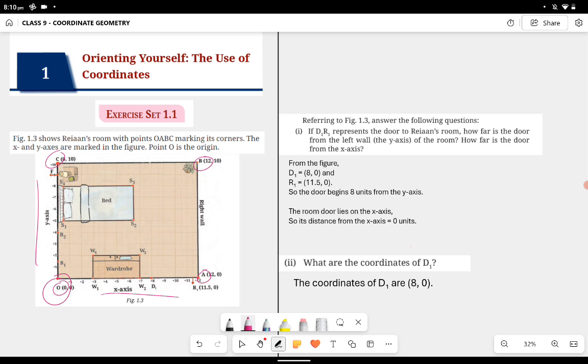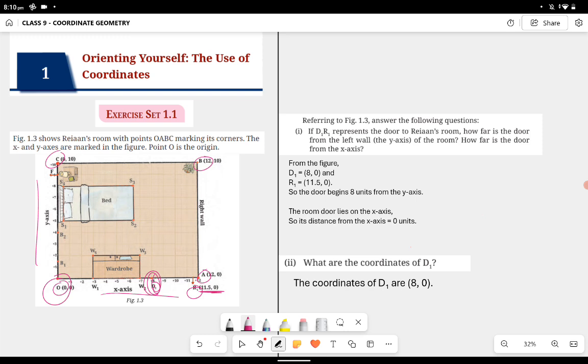If D1R1 represents the door to Rayhan's room, how far is the door from the left wall, the y-axis of the room, and how far is the door from the x-axis? From the figure, we can find that the coordinates of D1 and R1 are as follows. D1 is (8, 0) while R1 is (11.5, 0). So the door begins at 8 units from the y-axis.